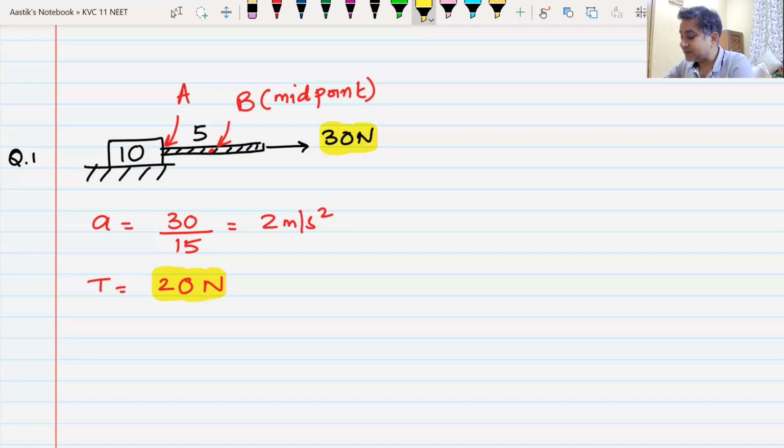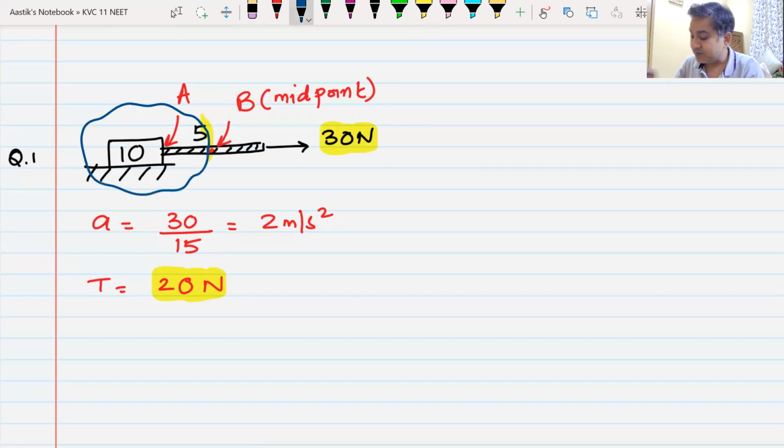And how do you get this? Remember, everything is moving with the same acceleration. You can take, my dear friends, this entire thing as one block. What is the total mass of this one thing? 10 is the mass of this one. Yes or no?